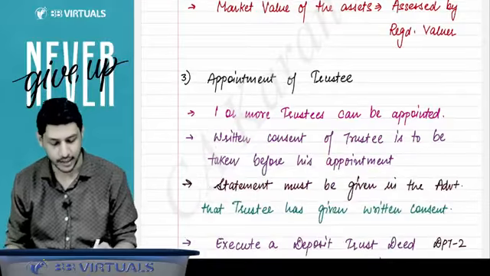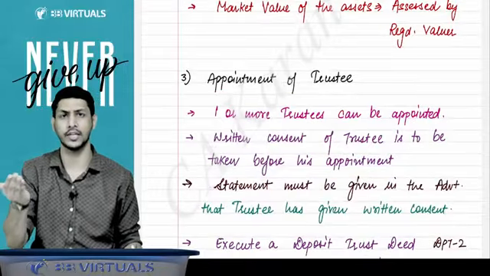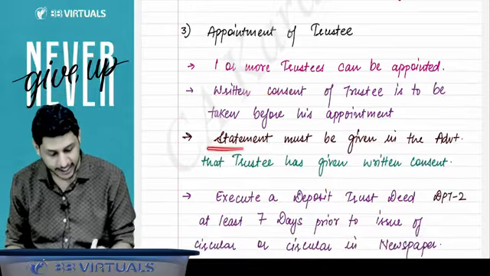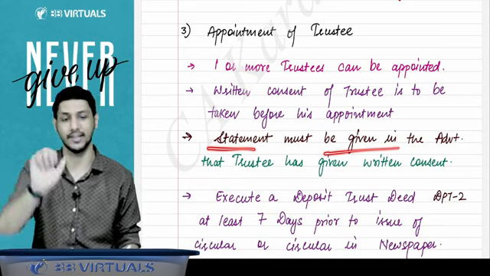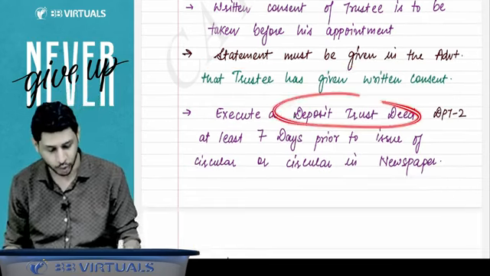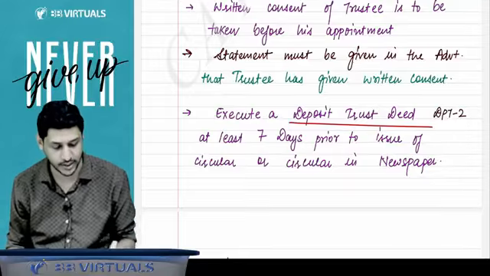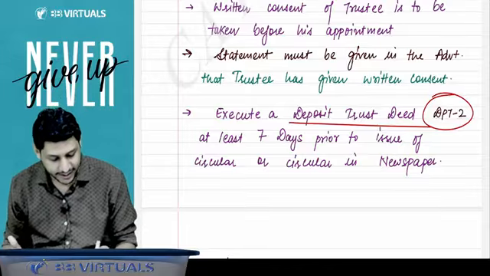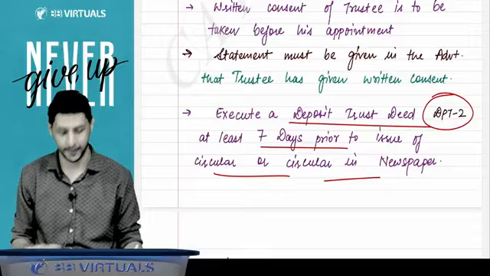Then I'll say, what is the provision for appointment of trustee? Either one trustee will be there or one or more trustees can be appointed. Written consent you have to obtain. A statement must be given in the advertisement that the trustee has given consent to act as a trustee. And you have to execute a deposit trust deed. Very important point you have to remember: you have to execute a deposit trust deed in Form DPT 2 at least 7 days prior to the issue of the circular or the issue of the circular in the newspaper.